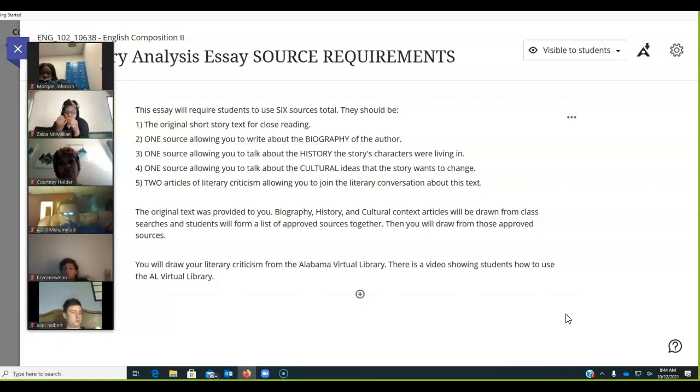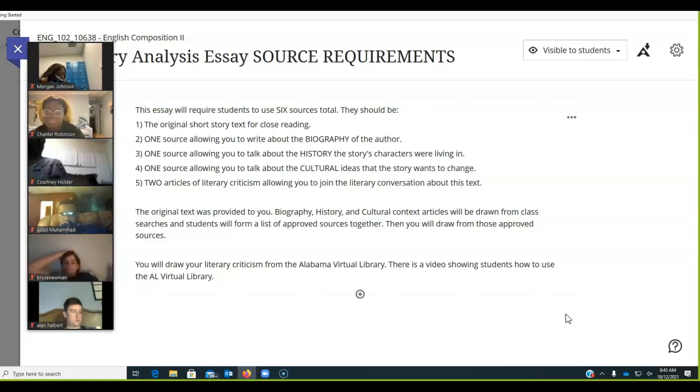All right, so the original text was provided to you. Biography, history, and cultural context articles will be drawn from class searches, and students will form a list of approved sources together. That means that you are not going to be able to use every source you find. We will compile what you find into a list that the class will use together, okay? So you'll have to draw from that approved list after we create it together.